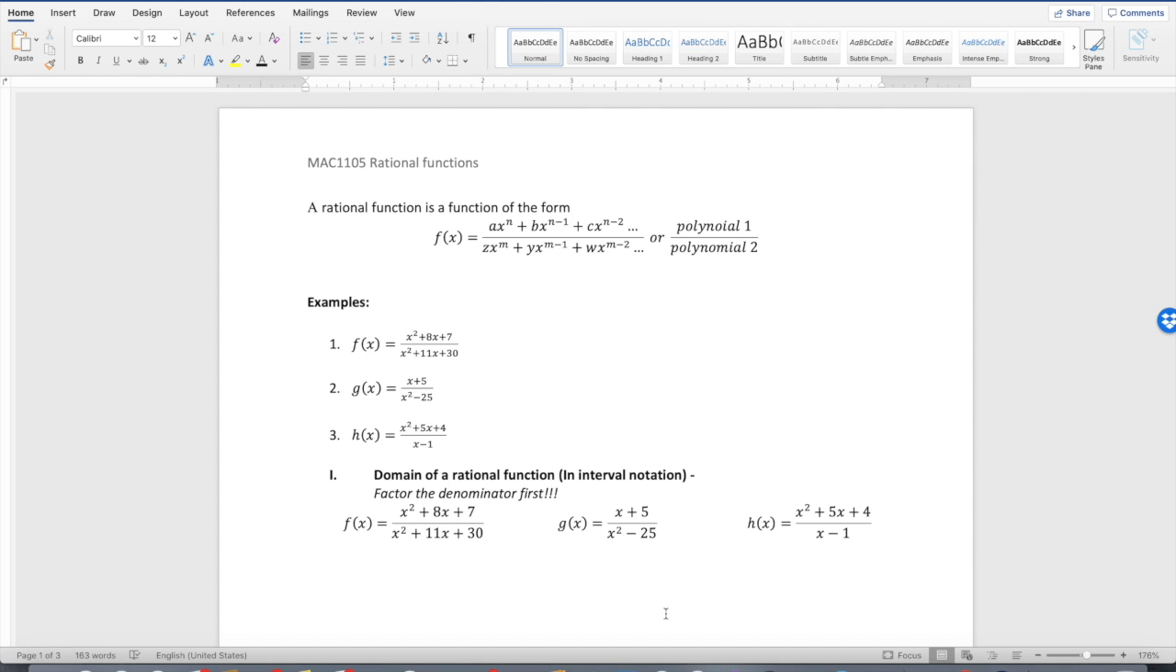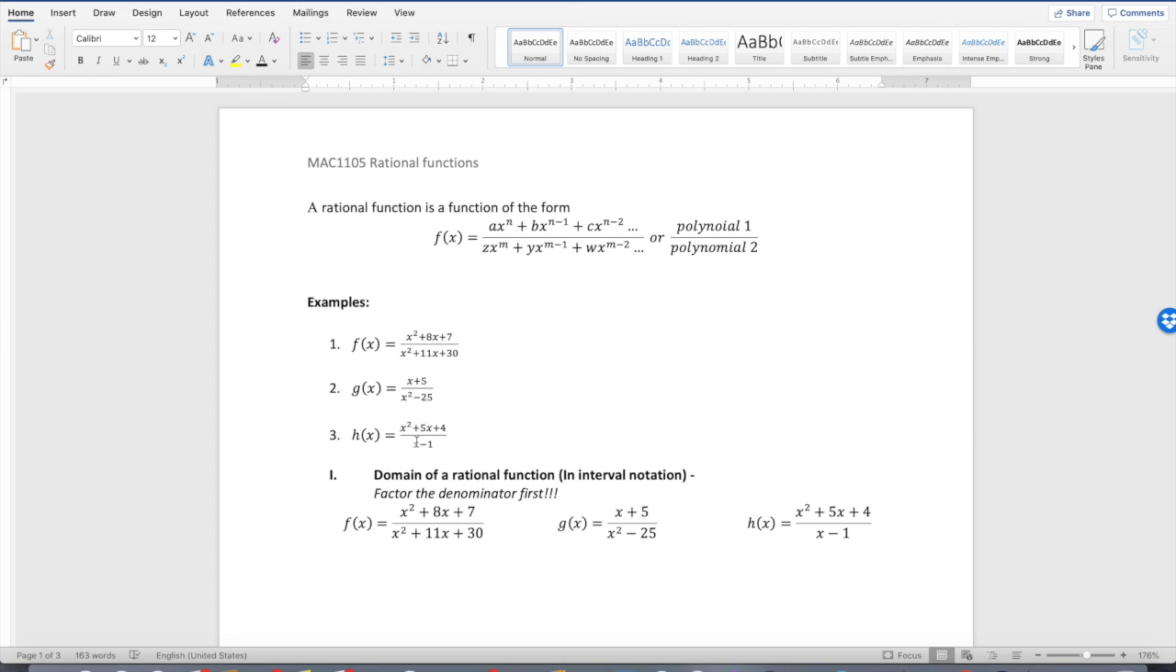So this is a video about rational functions. As you see right here, rational functions is the topic for today. First of all, you see the definition here. A rational function, f of x, is basically a function where you have a fraction, and at the top you will have a polynomial of some sort, and at the bottom you also have a polynomial of some sort. It looks very complicated, but it's just a definition.